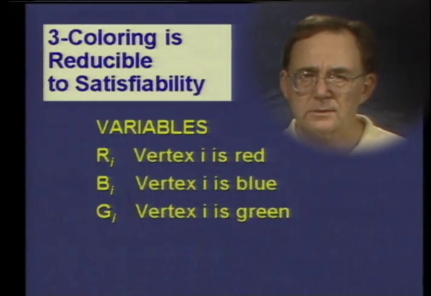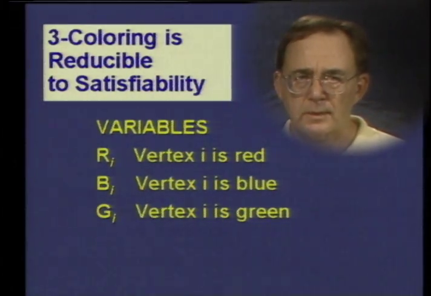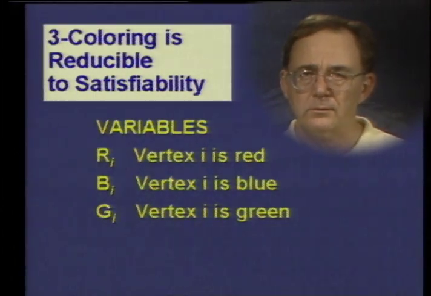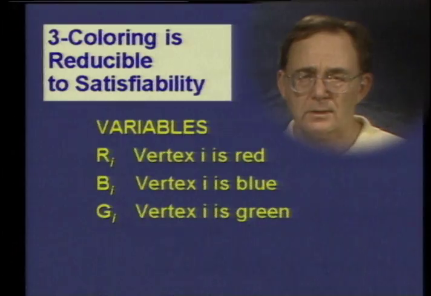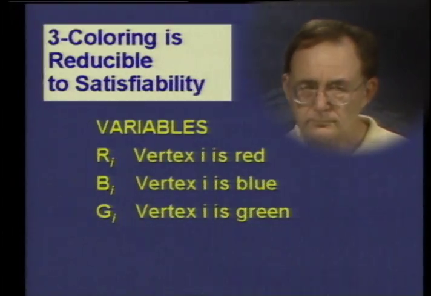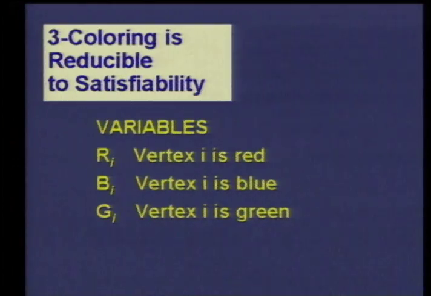In this particular case, what we have to do is define appropriate propositional variables to describe all of the conditions that are required of a three-coloring. And so we'll do that in the following way. For each vertex i in the graph, we'll introduce a variable r sub i, which is true if vertex i gets the color red, b sub i, which is true if vertex i gets the color blue, and g sub i, which is true if and only if vertex i is assigned the color green. And in terms of these Boolean or propositional variables, we can write down all the conditions of the problem.